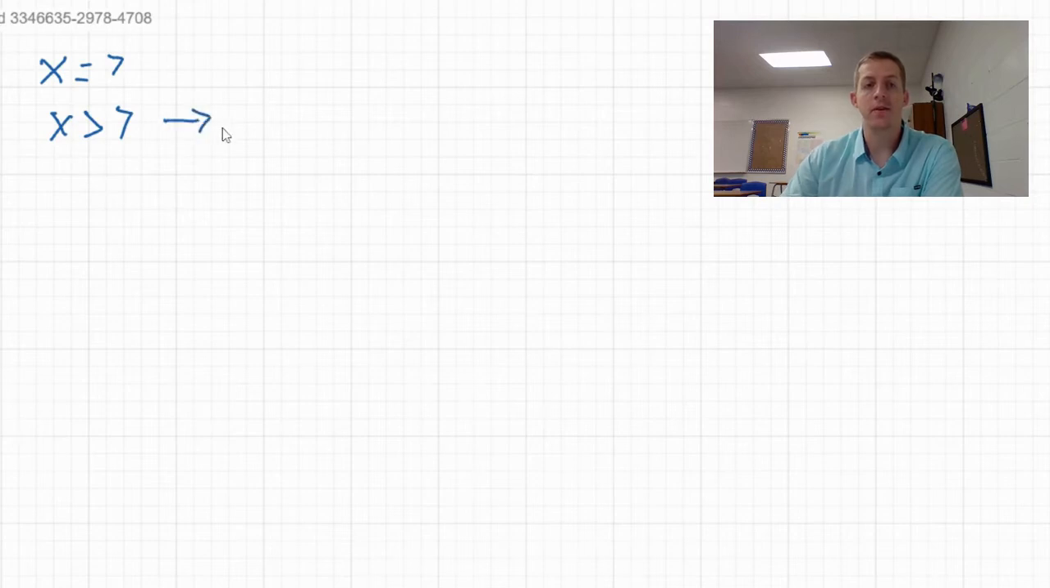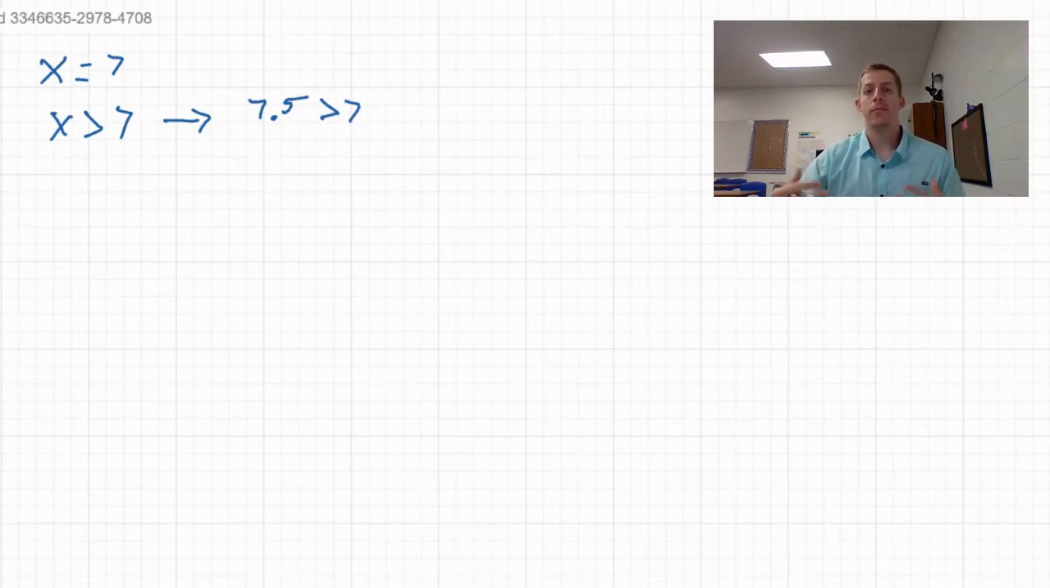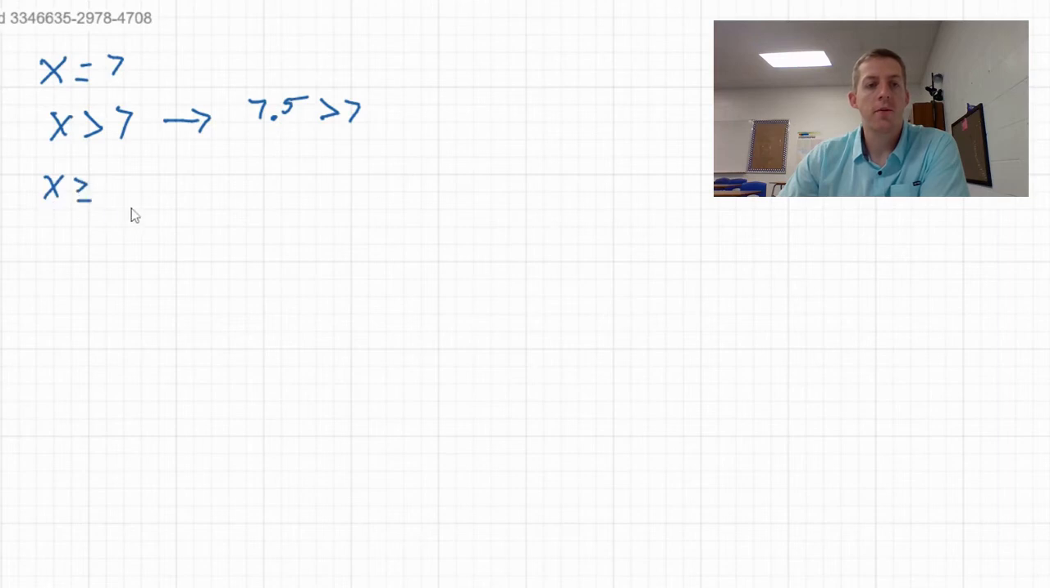So let's bring that over here. Let's say we're given a line and we come up with a solution of 7.5. It is greater than 7, so that is a solution in that function. Well, we can also have something that is greater than or equal to whatever said number is.